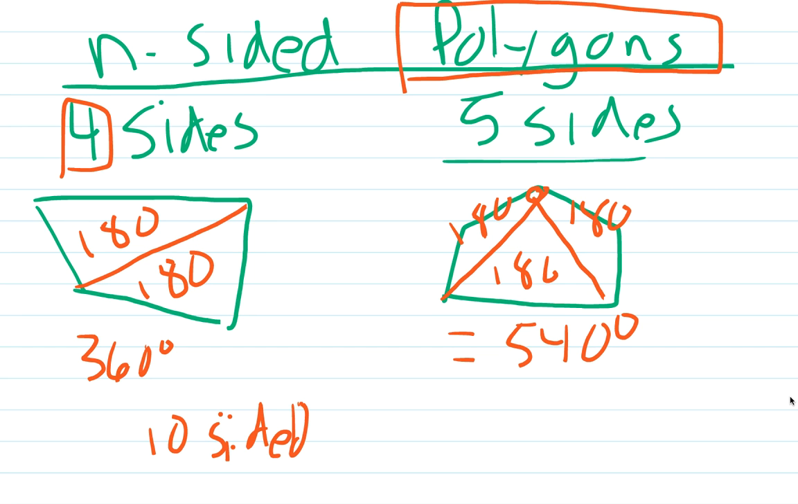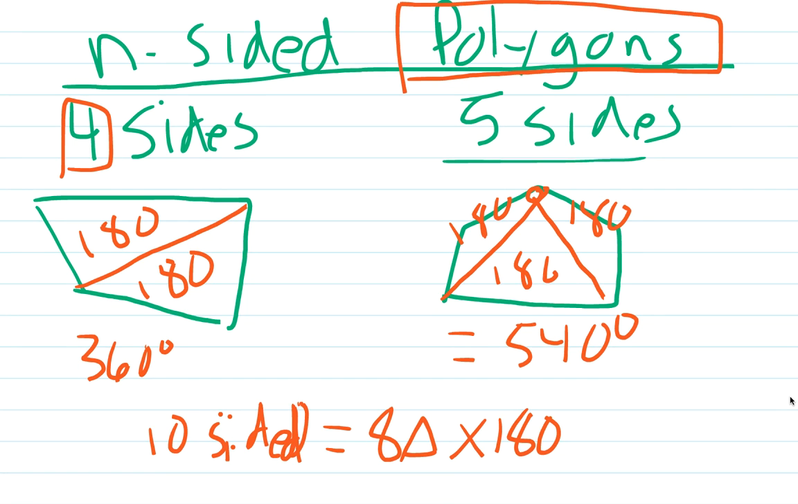A 10-sided shape would fit 8 triangles times 180 per triangle, right? So a shape will always have two less triangles than the number of sides. So a 10-sided shape will have 8 triangles, and each triangle has 180. So that's the way I remember it.